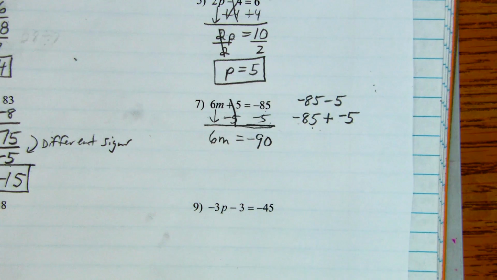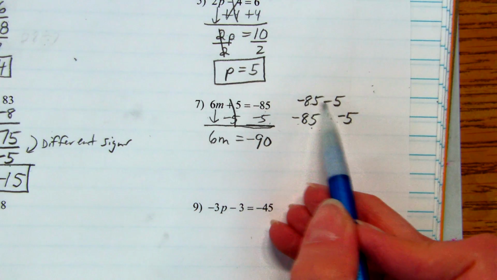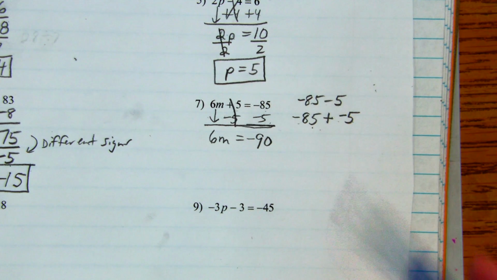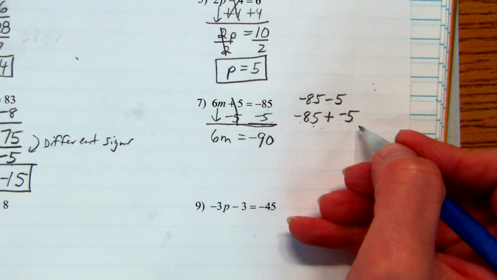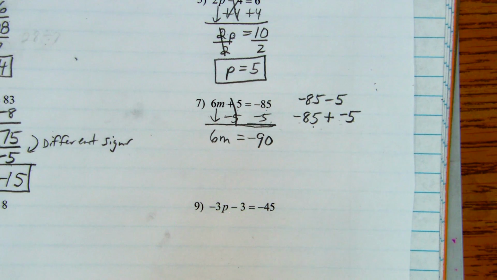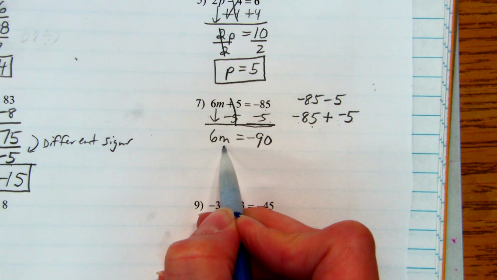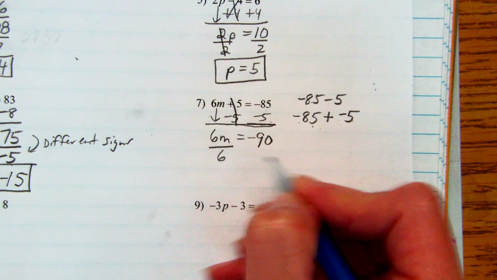So this is the part that's going to get tricky. So don't get in a rush. Take your time to write it out and think about it. When you're subtracting with negatives, you do need to do the keep, change. Okay, so now what do I need to do to get m by itself? You have to divide them both by 6. Divide both sides by 6.